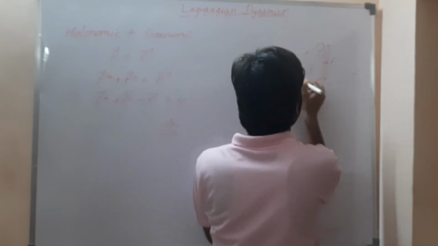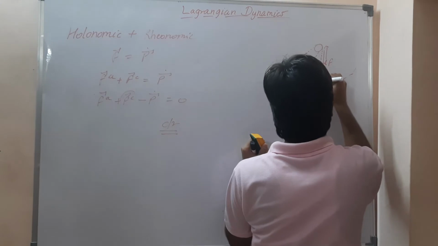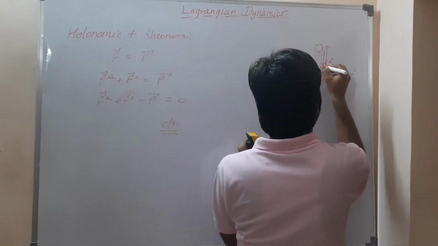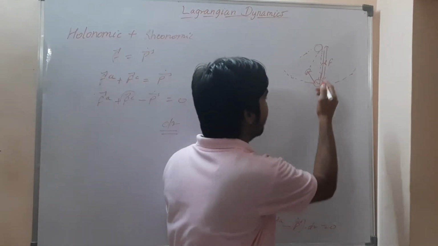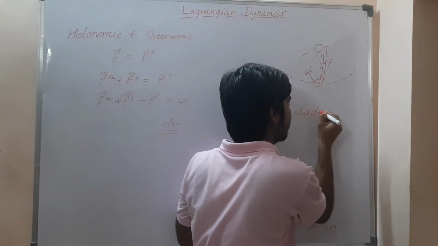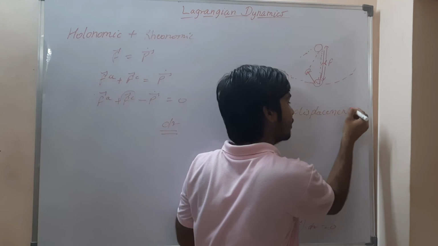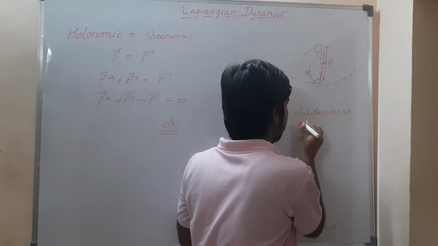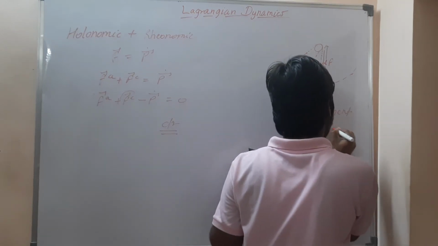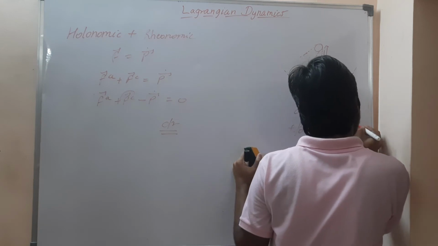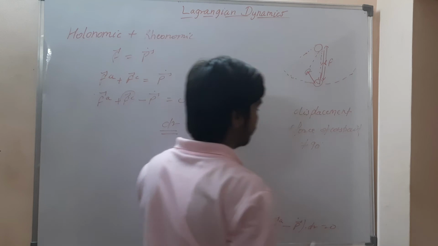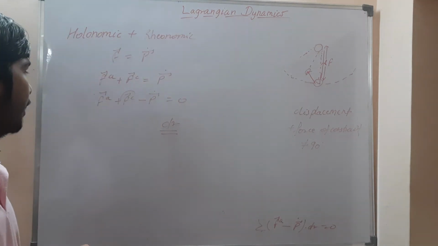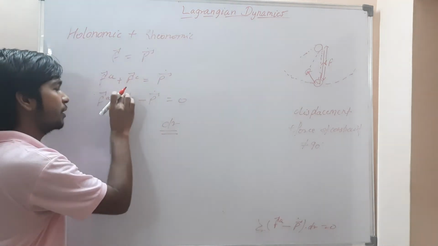Let me take it here. This is the displacement and this is the force of constraint. If you notice, the angle between the displacement and the force of constraint is not equal to 90 degrees. So if it is not 90 degrees, it is difficult to remove this term from here.